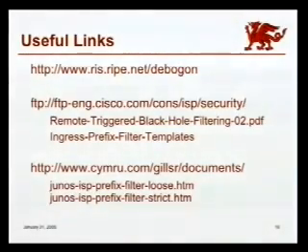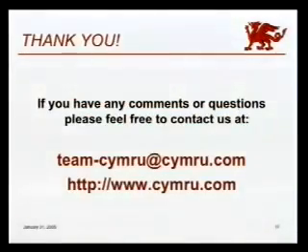And he's also put together some prefix filter templates which show how to filter not only Bogons but other incoming traffic at your edge. And Steve Gill of Team Cymru has done the same thing for Juniper, both of which are very useful documents to review. And that's it. Any questions?